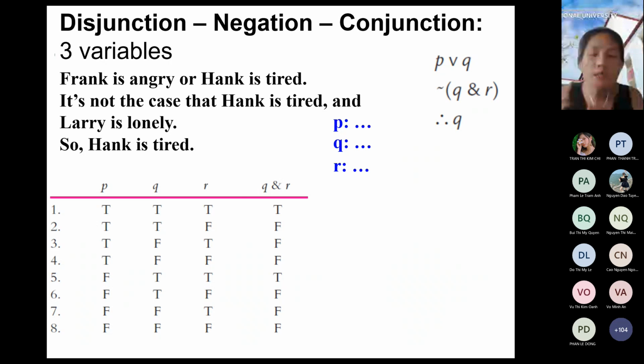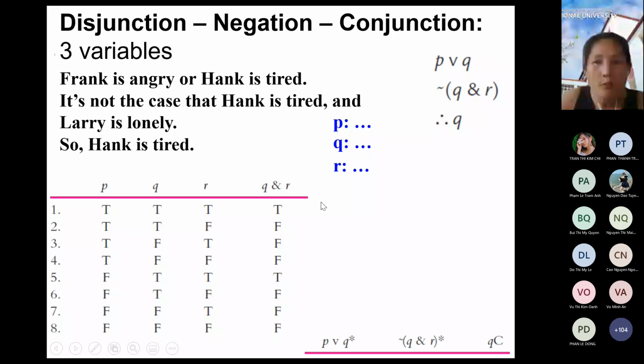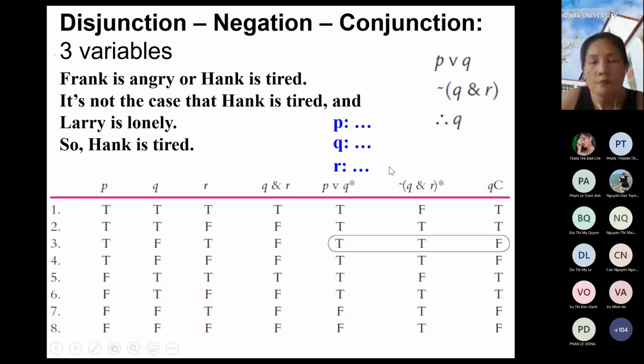So we take the conjunction first, in order to later make it for the second premise. And then we need the later 3 columns for the 2 premises and 1 conclusion, isn't it? So here we also highlight the third row because we saw that the third row has premise true but conclusion false. But actually the fourth row also has premise true, conclusion false.